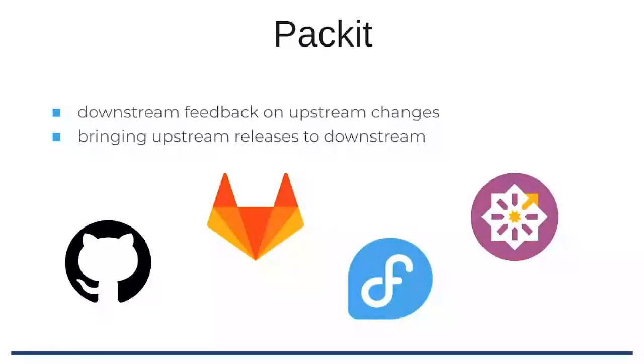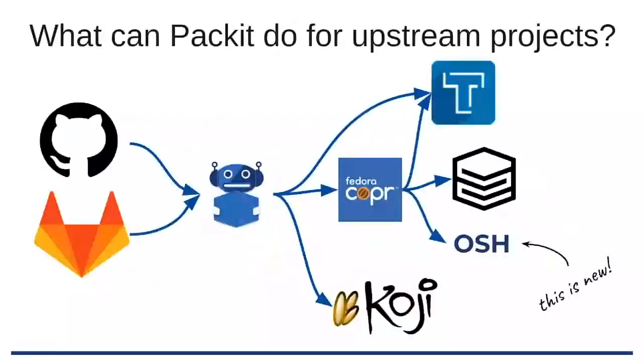So Packit, the project has a goal to get upstream, downstream closer together. We have like two ways how we are doing that. So providing downstream feedback to the upstream changes, so for the developers, and then bringing upstream releases down the stream. So for the upstream use case, we have integration with GitHub in form of GitHub application and GitLab by setting up some webhooks. And we can run their stuff for you.